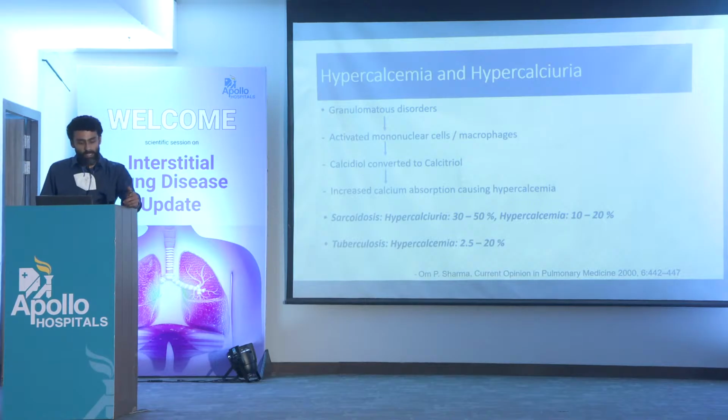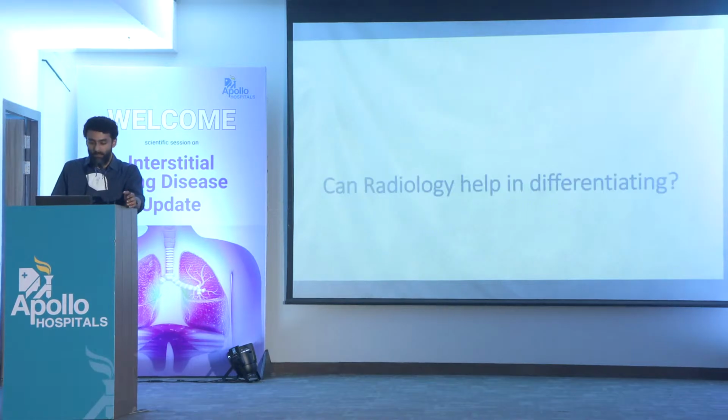What is the role of hypercalcemia and hypercalciuria? In any granulomatous disorder, there are activated mononuclear cells and macrophages, which lead to the conversion of calcidiol to calcitriol, and there is increased calcium absorption which causes hypercalcemia. In sarcoid, hypercalciuria is seen in 30 to 50% and hypercalcemia in about 20%. In tuberculosis also, hypercalcemia is reported with a wide range between 2.5 to 20%.